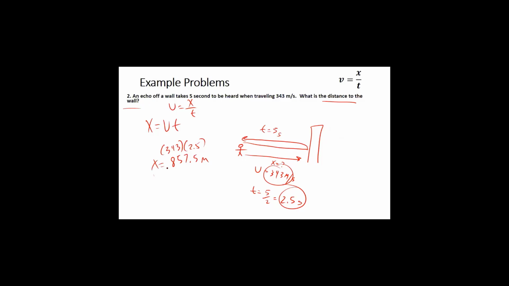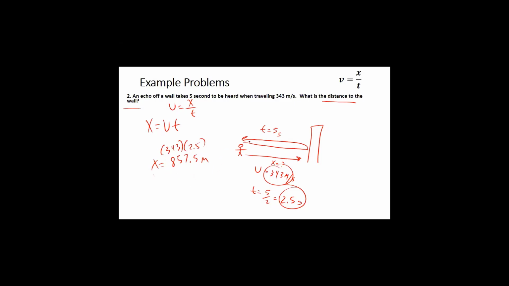Any questions on that? So the key here is you have to be aware of the information that's given to you, and you need to decide if it's an echo or actually just to get to the object. You'll have to think it through and decide, do you have to double something? Do you have to half something? And really, there's often more ways to go about it. But at the end, no matter how you went about it, that would have been your answer.